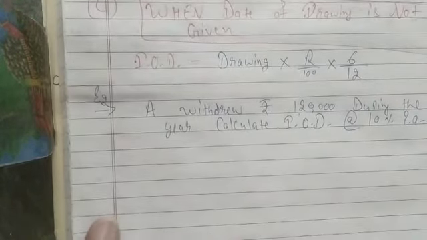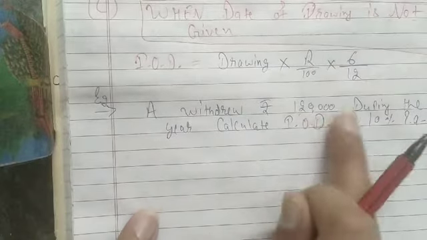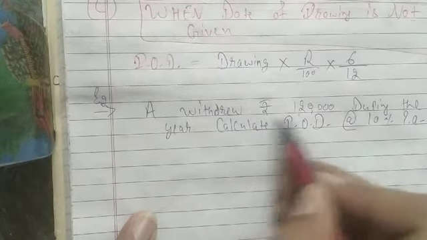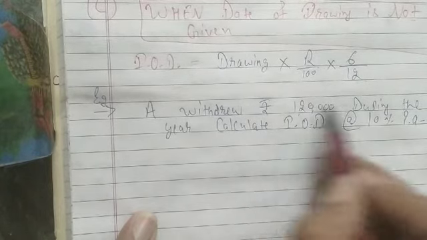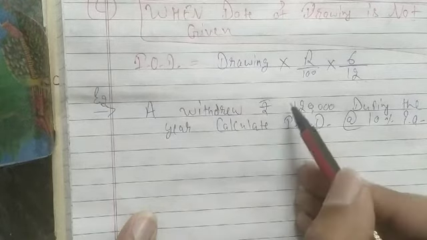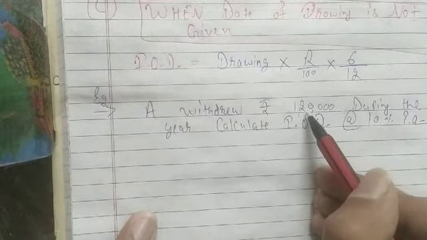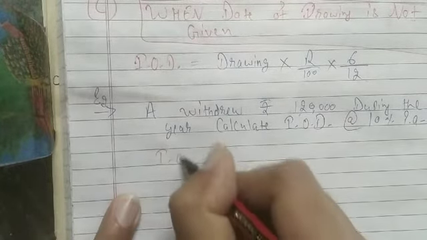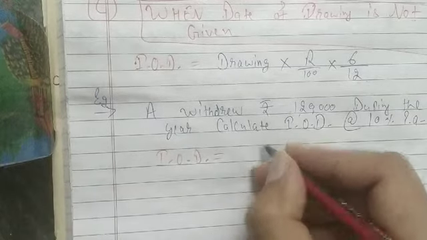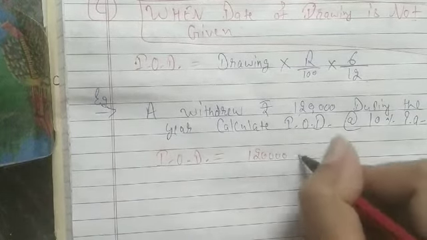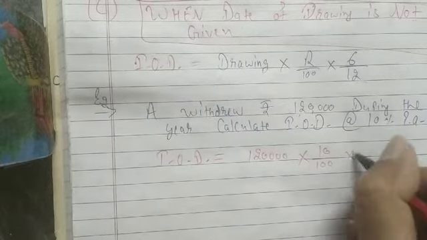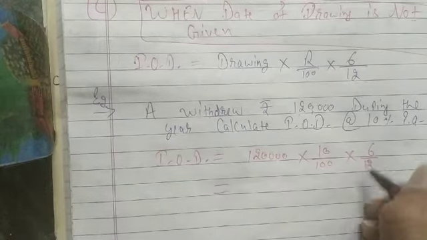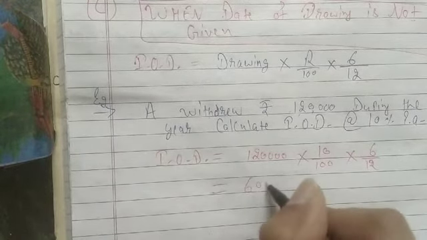So see an example. Mr. A withdrew 1,20,000 during the year. Calculate IOD at the rate 10% per annum. See where date of drawing is given. Nowhere. Date of drawing is not mentioned. It is simply written that Mr. A withdrew 1,20,000 during the year. During the year when? Date is not given. So when date is not given, the formula is drawing, that is 1,20,000 into rate 10% into 6 upon 12. So your interest on drawing will be 6,000 rupees.